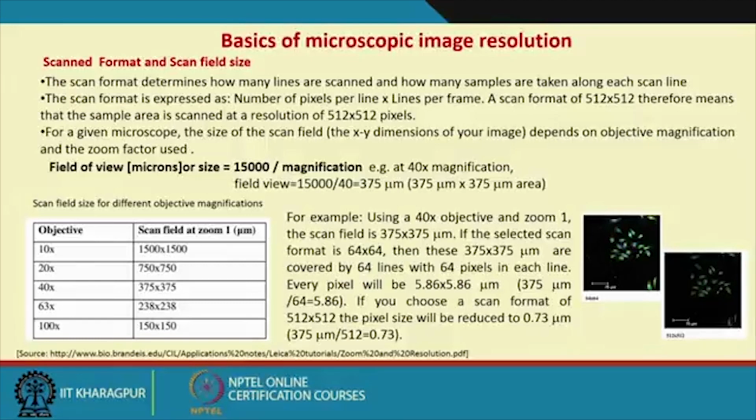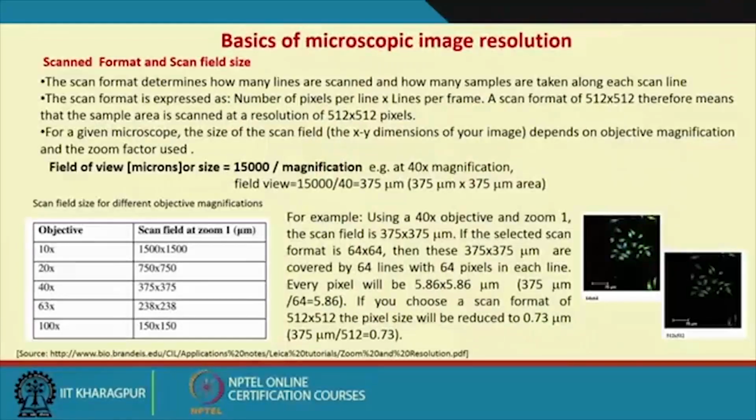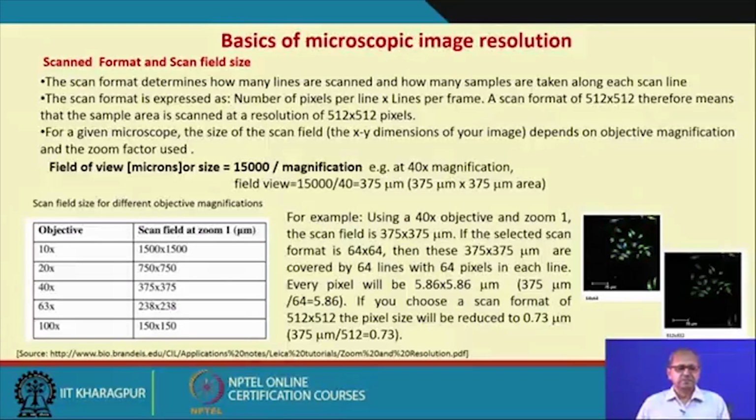As we mentioned, in confocal microscopy we are scanning the image in the XY plane, then by stepping motor increasing by 20 to 50 nanometer, then again you scan, you are stacking along the z axis all your image planes. So, how are you scanning and what will be the scanning density? The scanning format determines how many lines are scanned and how many samples are taken along each scan line. The scan format is expressed in the form of number of pixels per line into lines per frame.